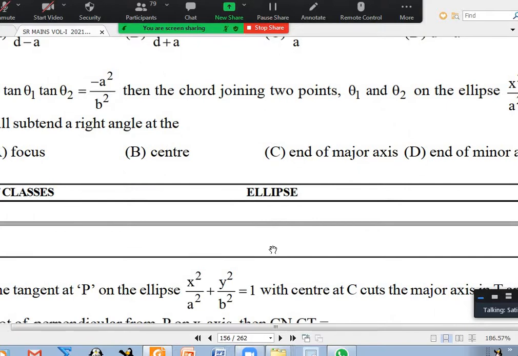Any doubt about 52? Anybody? 52. The chord joining the 2 points theta 1, theta 2 subtends a right angle at what point? I think directly we can tell it is at the origin only. We don't need the formula for the chord. I can do homogenization, but without homogenization we can do it very easily. It is like we had a feeling about the answer and we are trying to prove that.